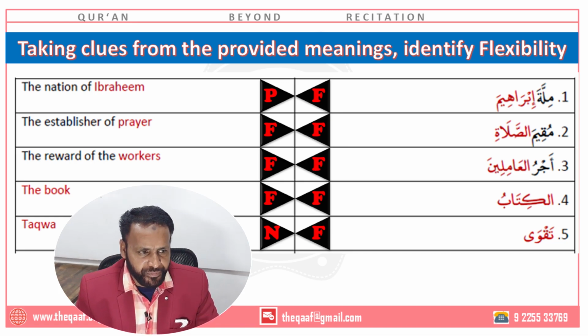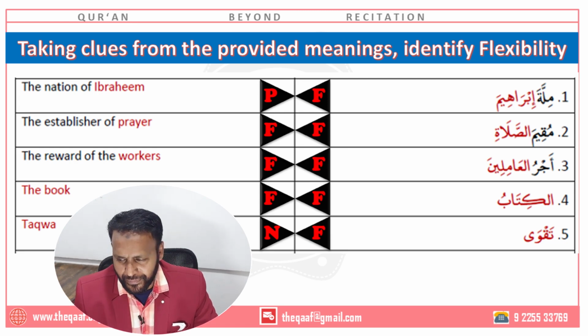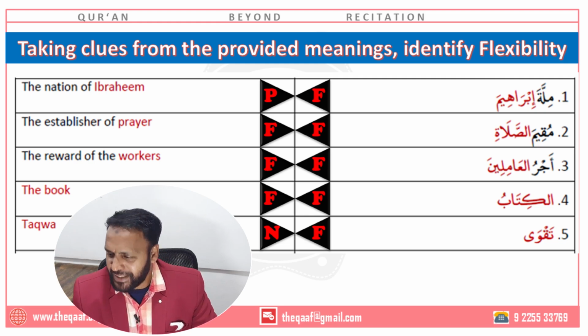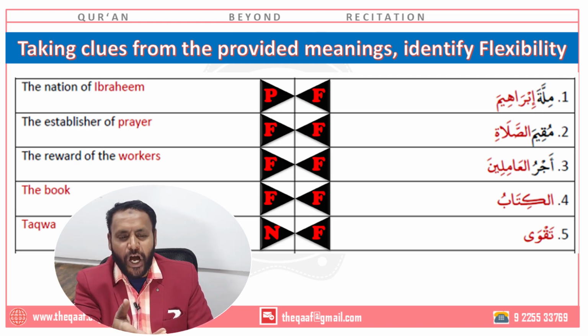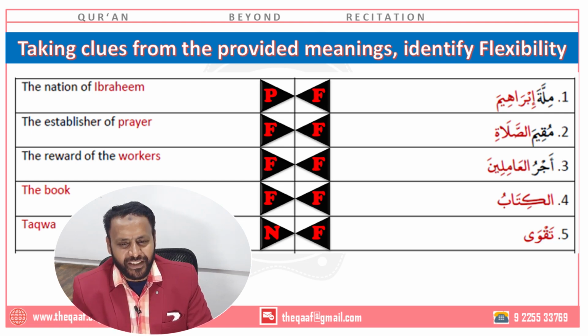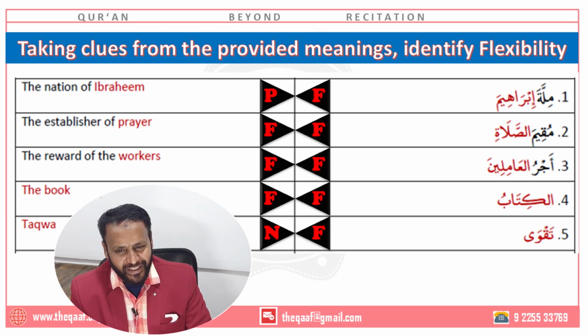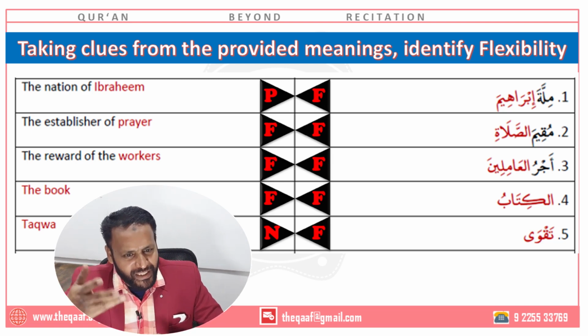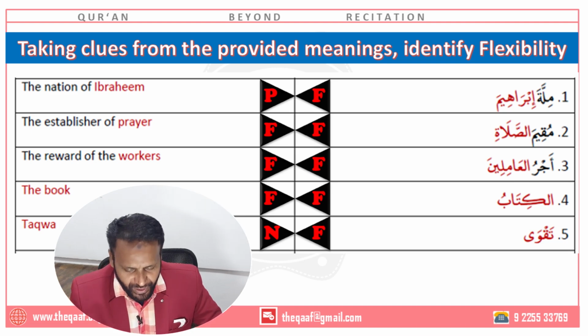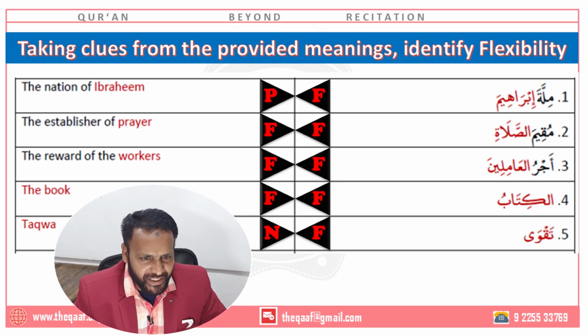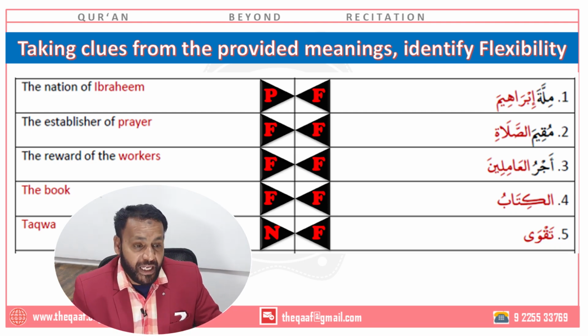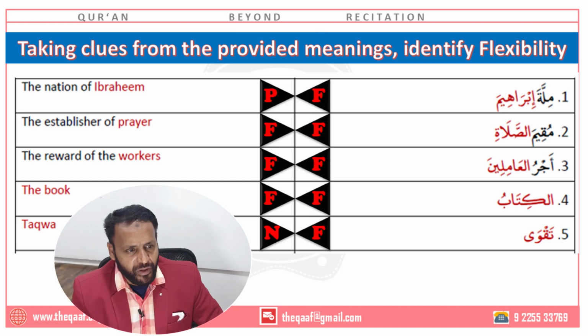What's the flexibility of this? Muqimus salati. The establisher of prayer. What flexibility? Fully flexible. Why? Well, I see of and the word is taking kasra. This is a fully flexible feature. You don't need to study all the fully flexible words. Just look at the word, how it is behaving. It is taking kasra. Only fully flexible takes kasra. That's it. So salati is salatu, salata, salati, or salatun, salatan, salatin. It can become. Okay, what about this?